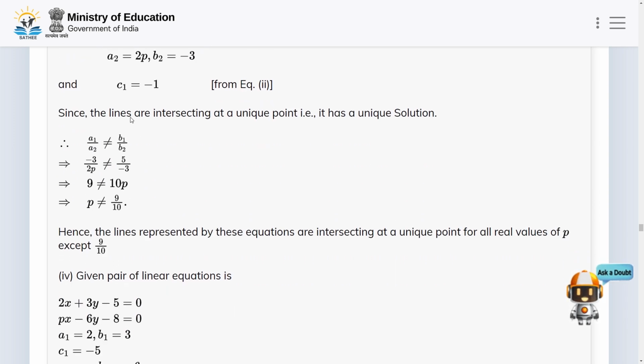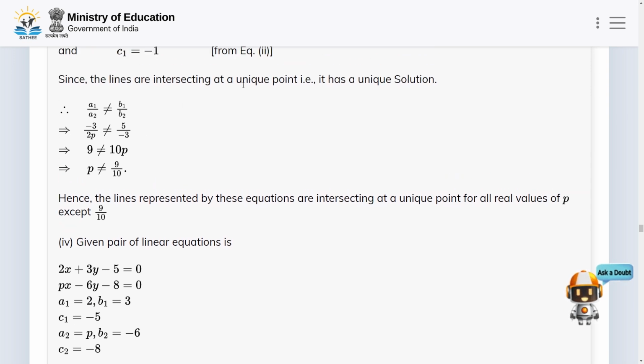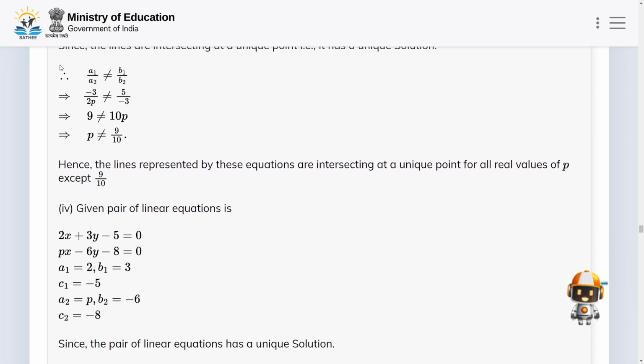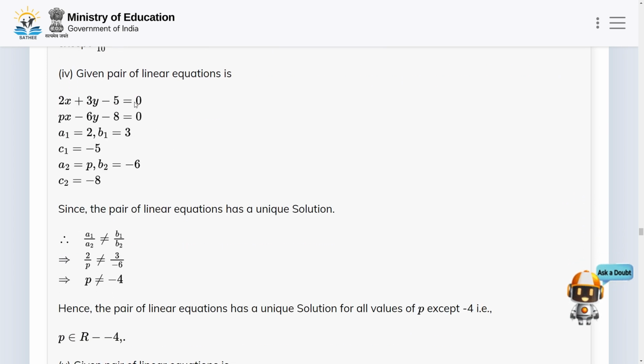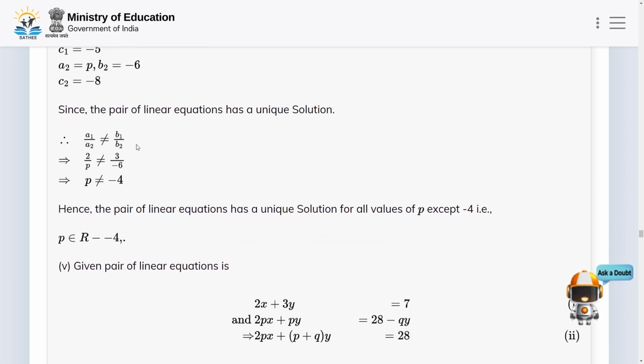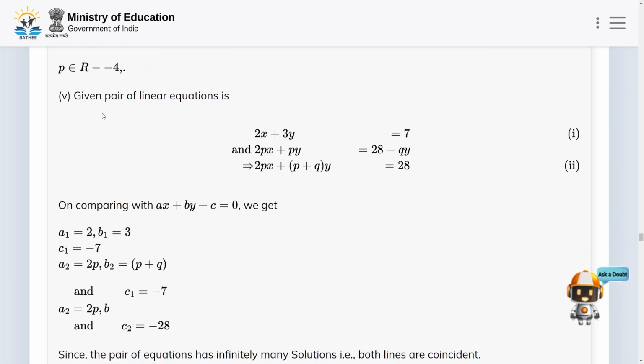Okay, and since the lines are intersecting at a unique point, that is it has a unique solution, a1/a2 ≠ b1/b2, and this implies -3/2p ≠ 5/-3, and it implies 9 ≠ 10p, and it implies p ≠ 9/10. Hence the lines represented by these equations are intersecting at a unique point for all real values of p except 9/10. So similarly you can do the fourth one. Okay, and you can also do the fifth one.